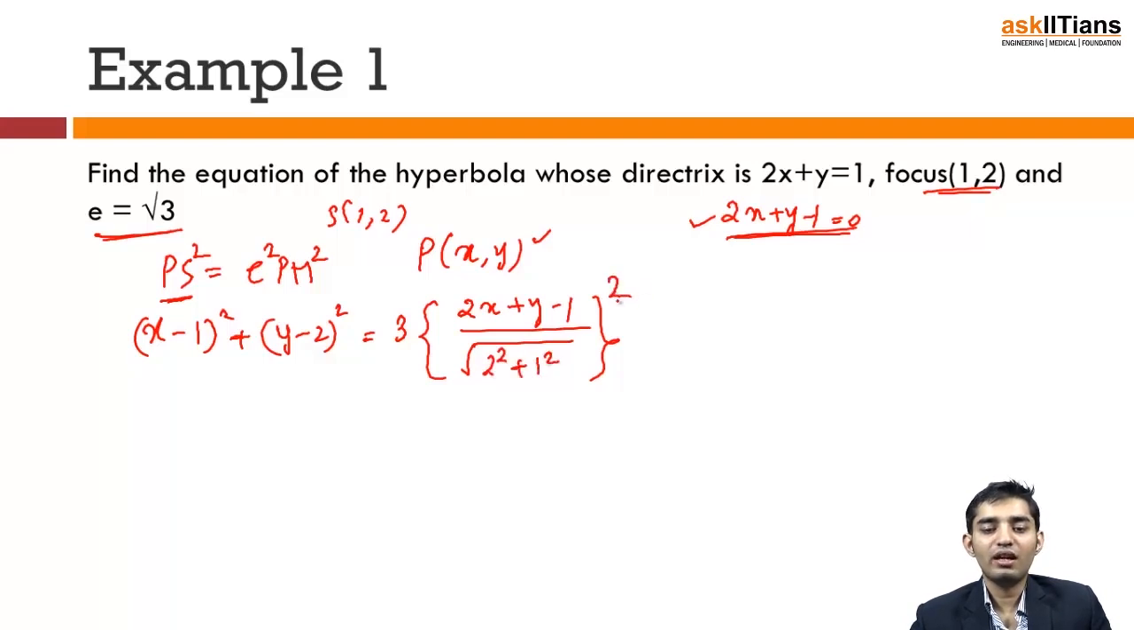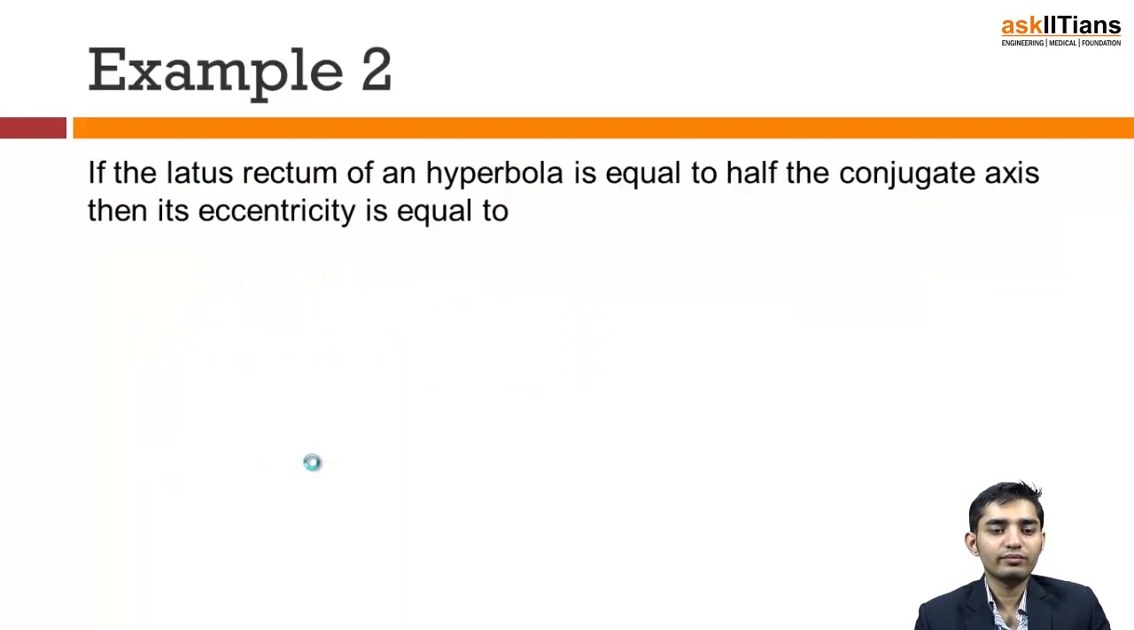So this will be PM, and whole squared, right? Now if you simplify this, you will get the equation of the hyperbola, right? Now you can simplify this, okay? Let us see one more example.